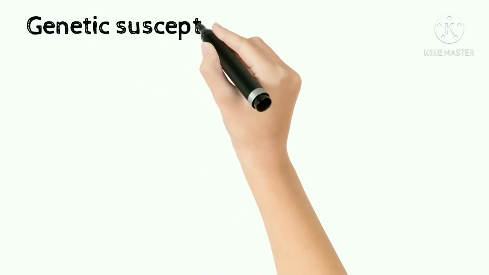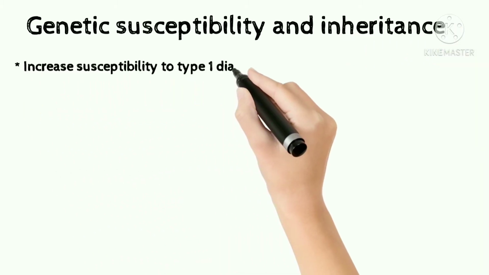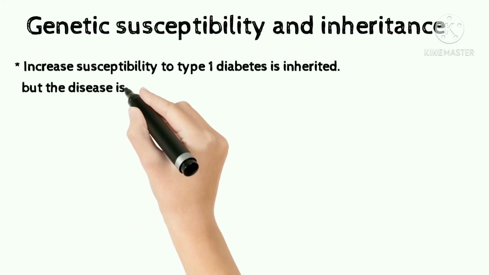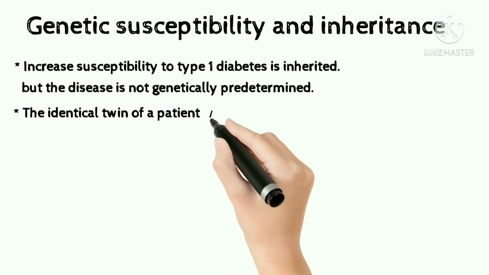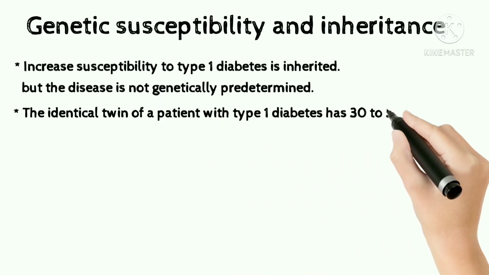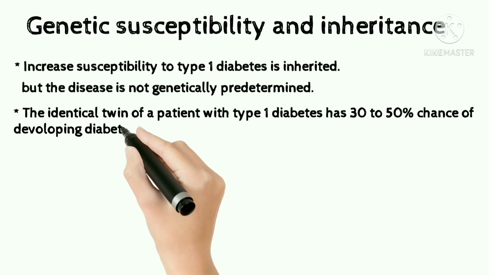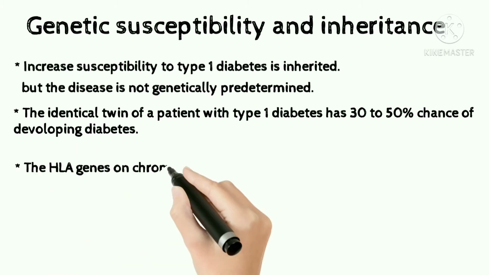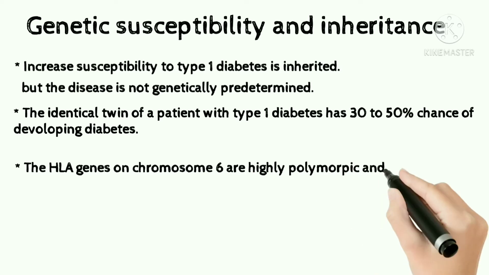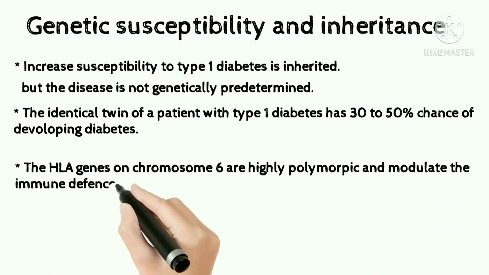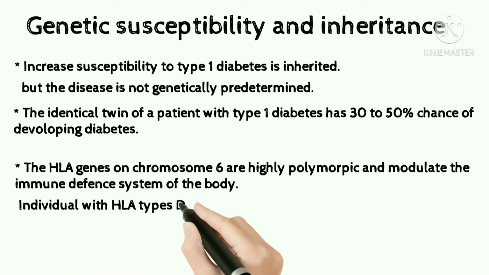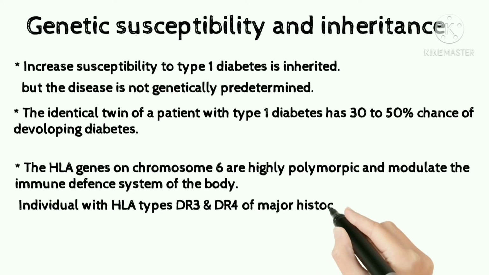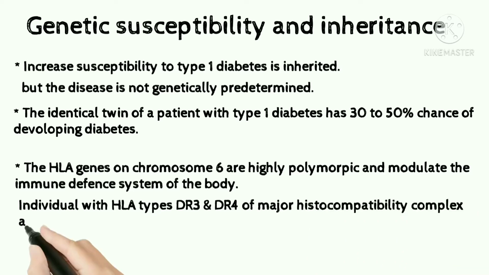First factor is genetic susceptibility and inheritance. Increased susceptibility to type 1 diabetes is inherited, but the disease is not genetically predetermined. The identical twin of a patient with type 1 diabetes has a 30 to 50% chance of developing diabetes. The HLA genes on chromosome 6 are highly polymorphic and modulate the immune defense system of the body. Individuals with HLA types DR3 and DR4 of the major histocompatibility complex are most at risk.